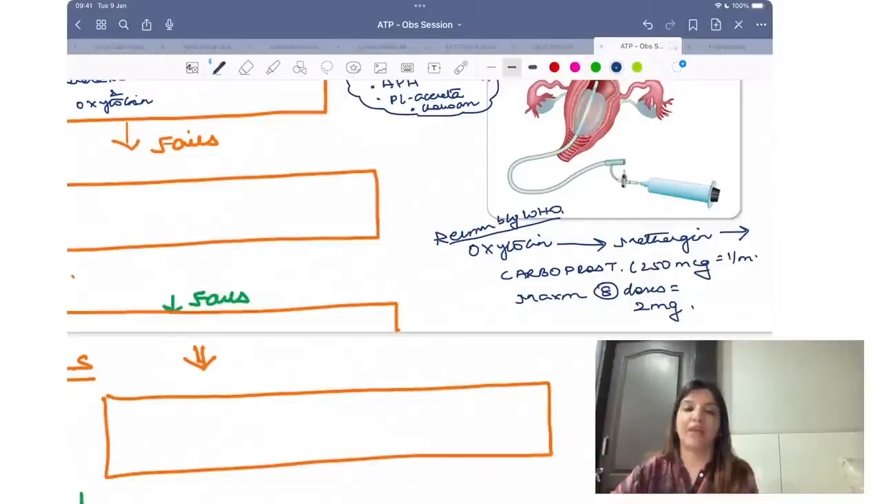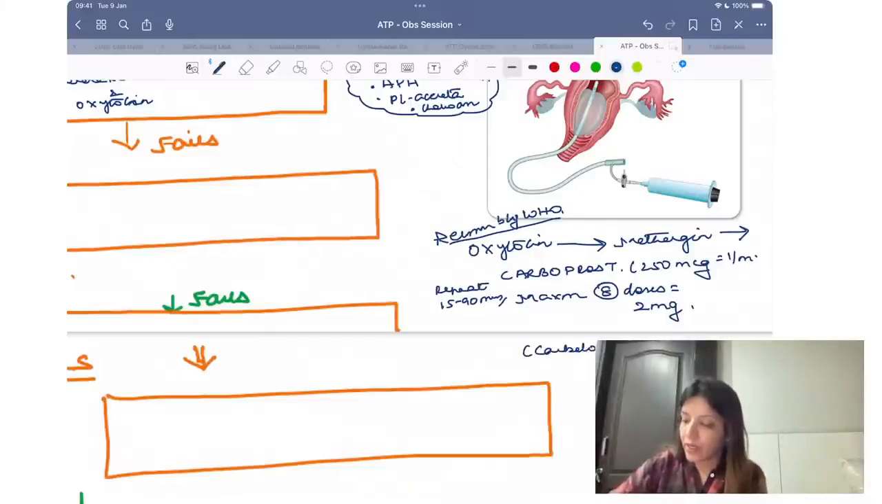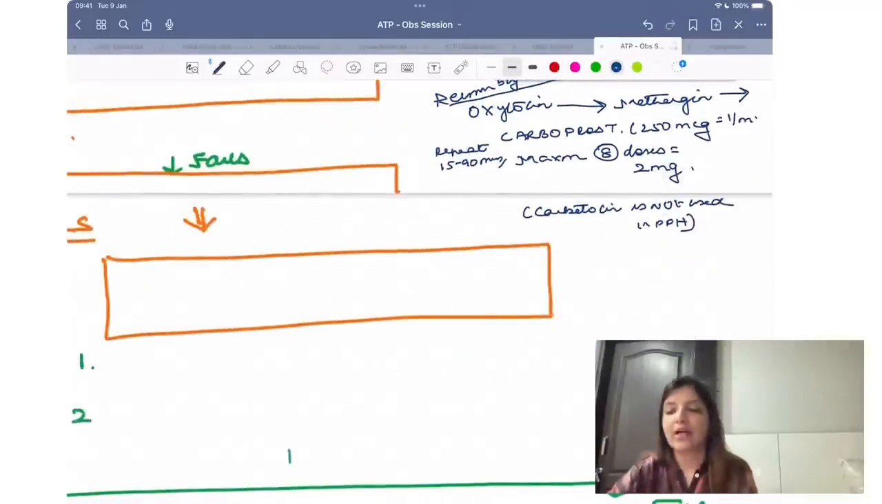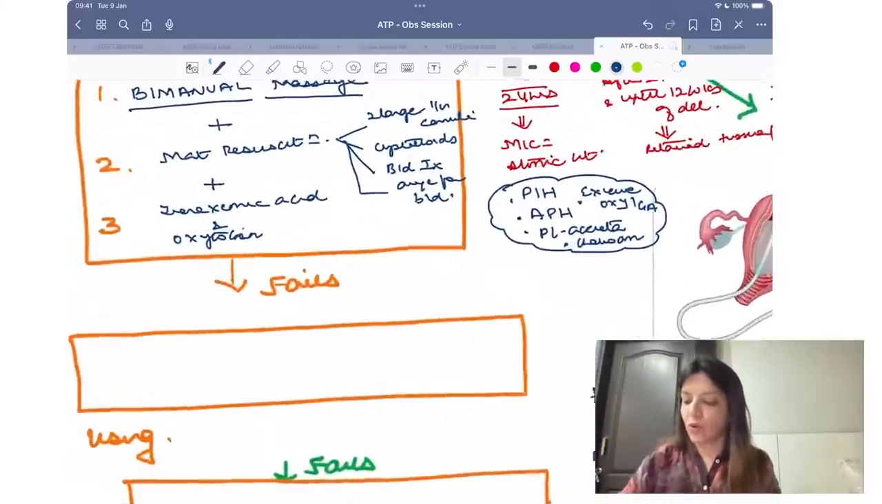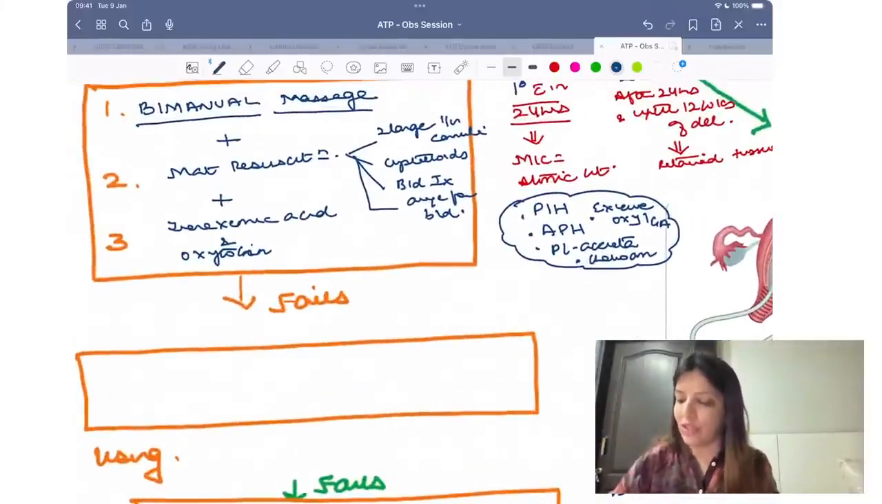So the dose of carboprost is 250 micrograms. It can be repeated after every 15 to 90 minutes. Maximum you can give 8 doses. That is, you can give 2 milligrams. Right? Okay. Please remember, carbetocin is not used in PPH. Just like carboprost was not used in AMTSL, carbetocin is not used for managing PPH. Will everyone remember this?